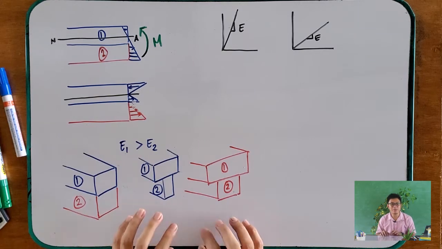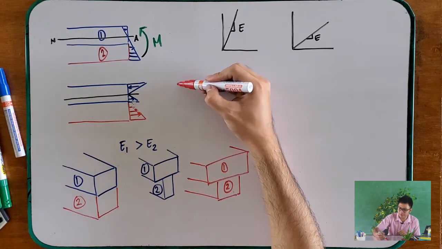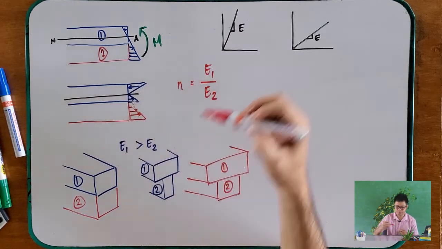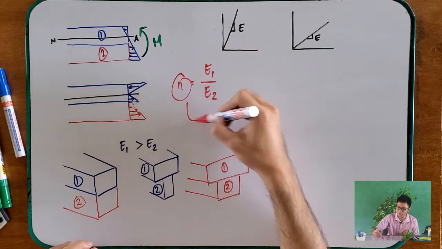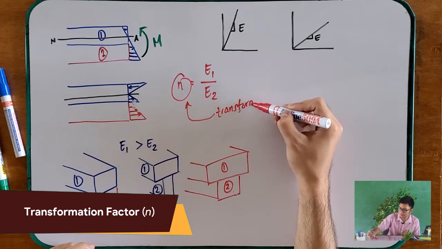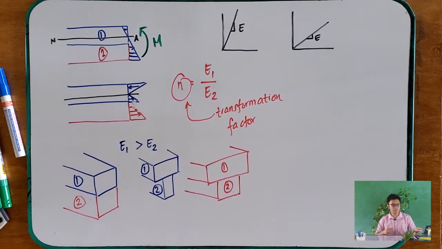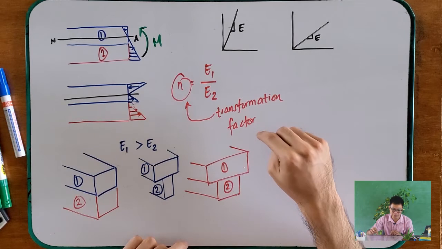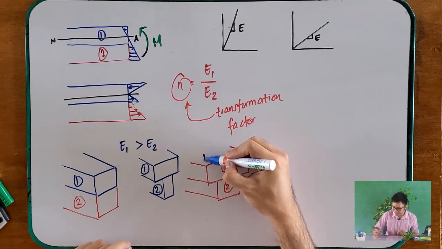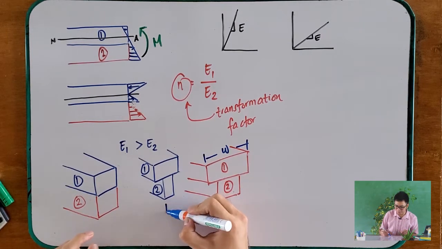And how can we transform that one? Then we have this relationship. Your n is equal to E1 over E2. And this is what you call your transformation factor. Okay? So that is your transformation factor. In this case, we have to change the width of the beam we want to transform, or this one.